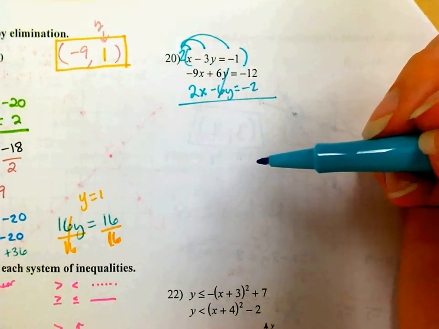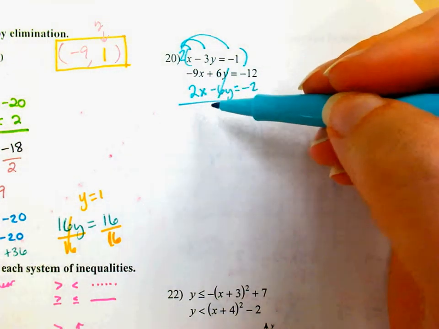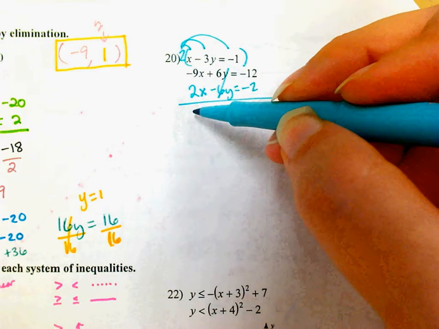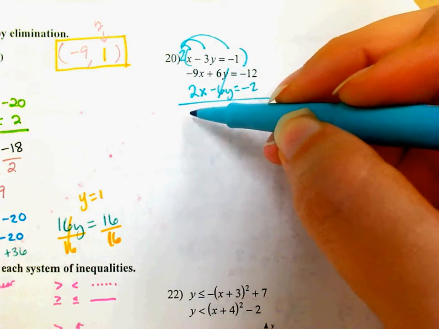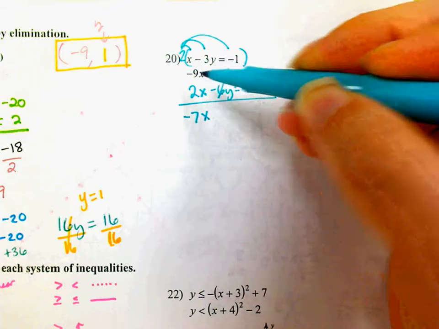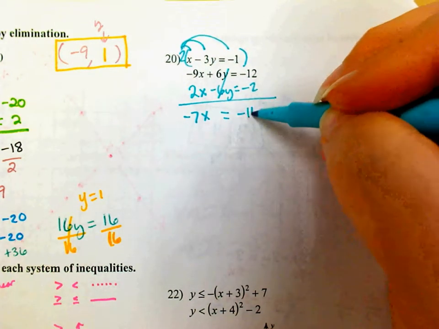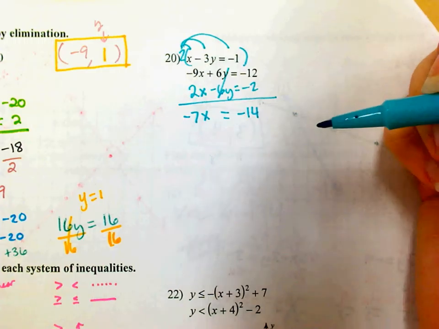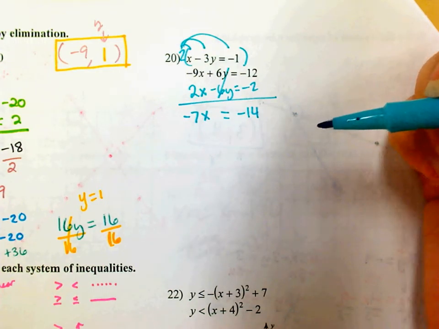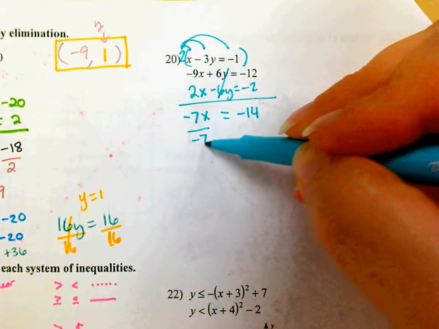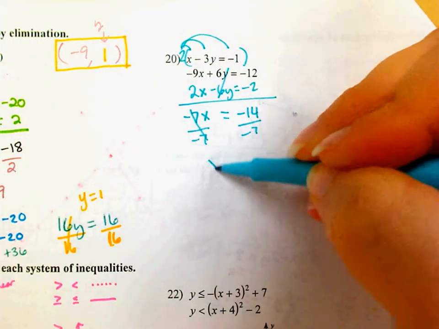What's negative 9 plus 2? Good, negative 7. What is negative 12 minus 2? It's like you're adding negative numbers, right? I got negative 7x equals a negative 14. I need to divide by negative 7. X equals positive 2.